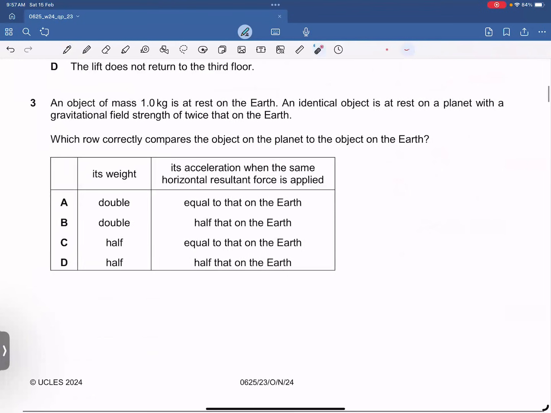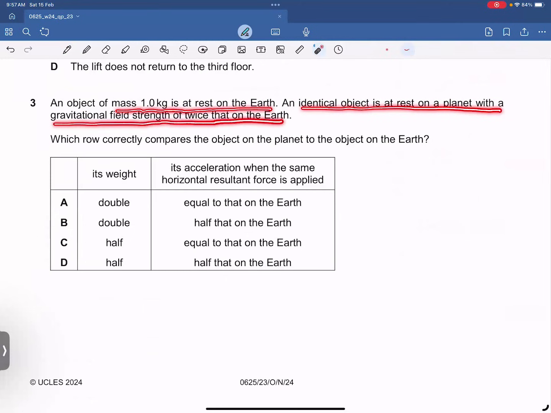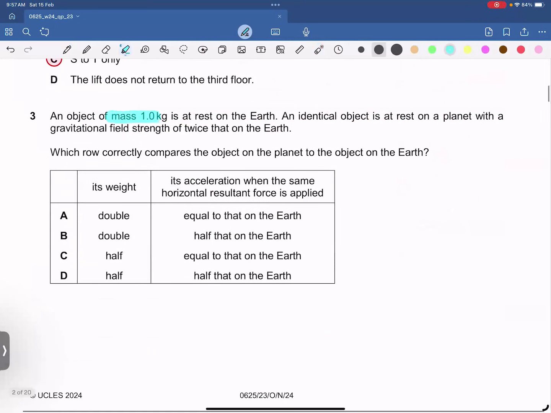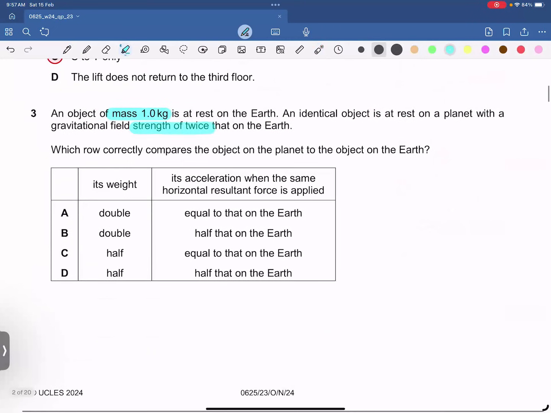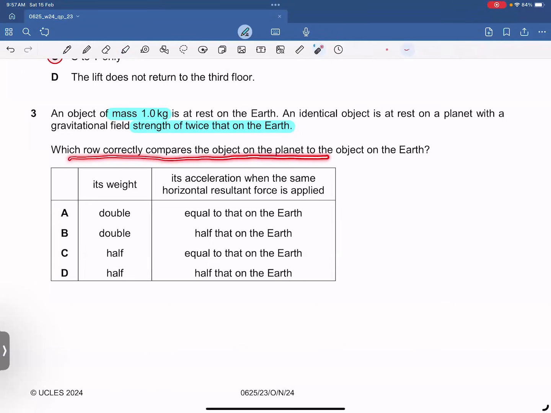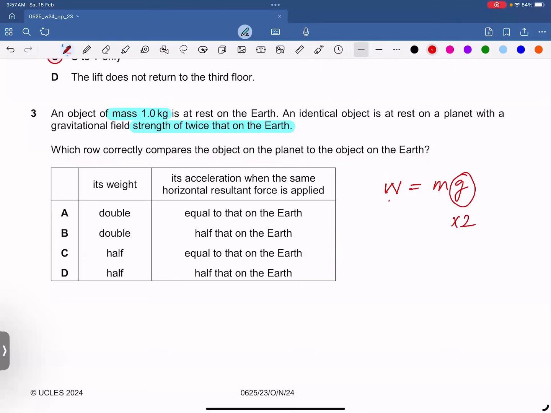An object of 1 kilogram is at rest on Earth. Identical object is at rest on the planet A with the gravitational field strength twice. So over here, you notice the mass is 1 kilogram and on another planet, the g is twice. Which row correctly compares the object on the planet to the object on Earth? Dear students, you know that weight is equal to m into g. So if the gravitational field strength is double, it means the weight is also double.